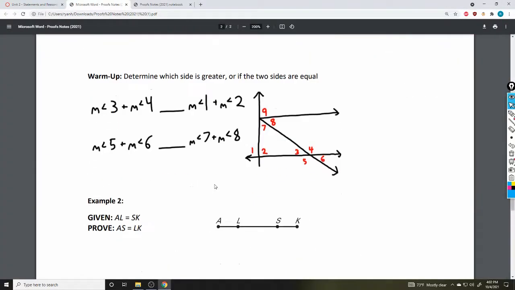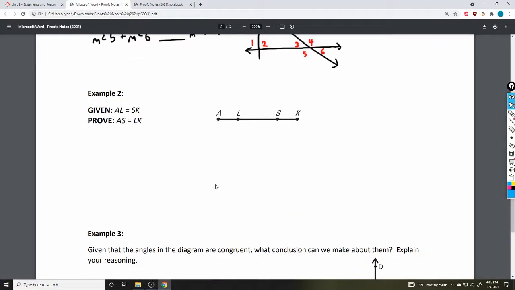And I'm going to show you a couple proofs of this next example. But I want to kind of start you off on it first. Remember, if you're stuck, try putting in some measurements and see what you can come up with. So here's A to L, and here's S to K. And we are told that they are congruent. So I'm going to put little tick marks there. And what we are setting out to prove, based on this information, we're trying to get A to S and L to K. We're trying to get that pair of sides congruent.